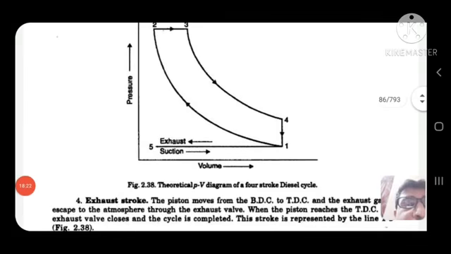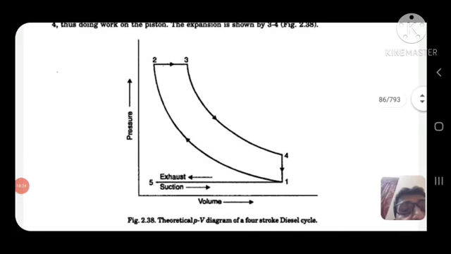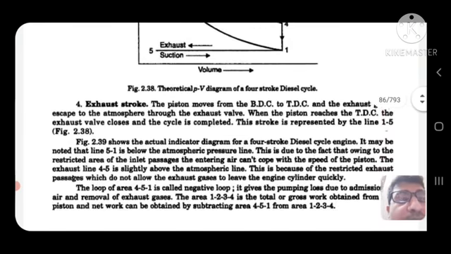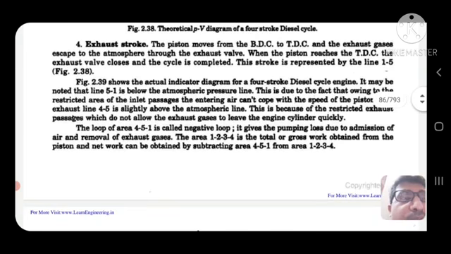Now, this is the theoretical PV diagram. Exhaust stroke, another one is the suction, 1, 2, 3, 4. Exhaust stroke: the piston moves from BDC to TDC and the exhaust gases escape to the atmosphere through the exhaust valve. When the piston reaches the TDC, the exhaust valve closes and the cycle is completed.